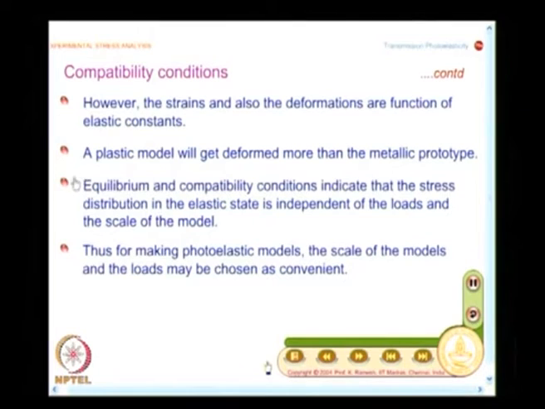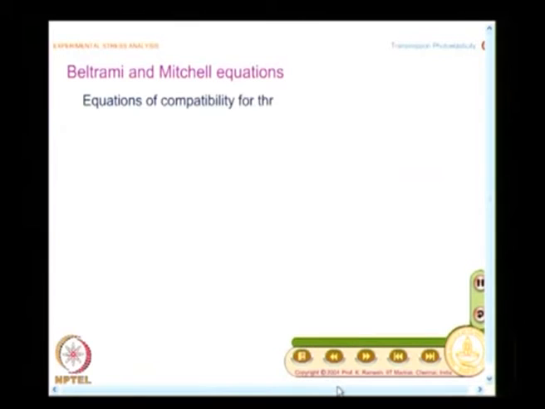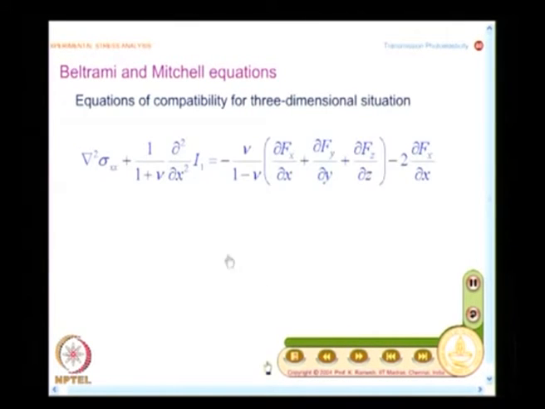When we look at in-plane problems with body force remaining constant. Now, let us look at how the compatibility condition looks when I go to a three dimensional situation, and these are famously known as the Beltrami and Mitchell equations. You may not find this in several books, and experimentalists are concerned about this.